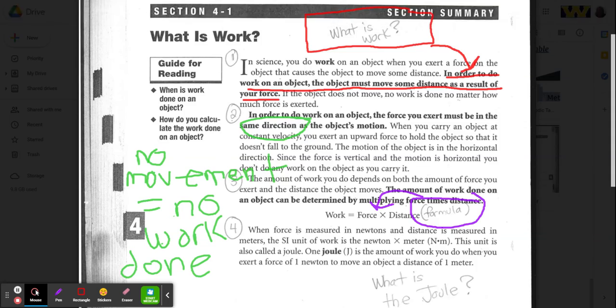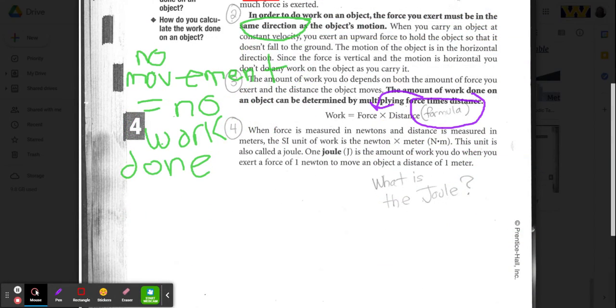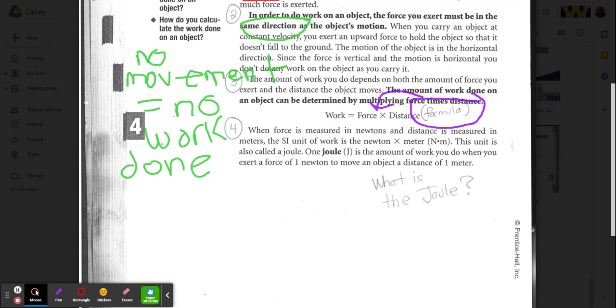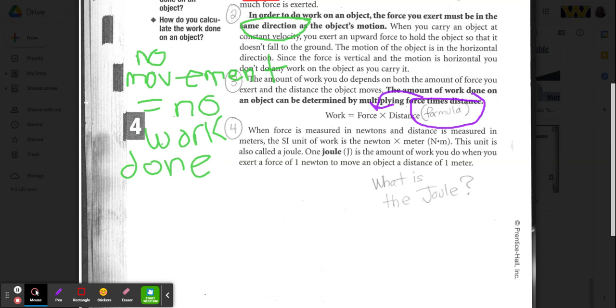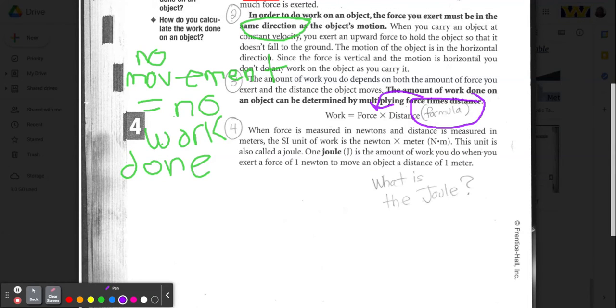Paragraph 4. When force is measured in newtons and distance is measured in meters, the SI unit of work is the newton times the meter. This unit is also called a joule. So this will be a question you'll have to answer today. They're going to ask you, what is a joule?